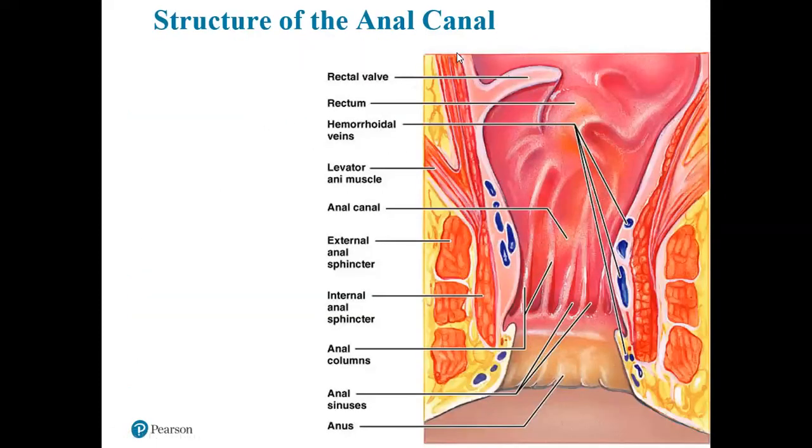Okay, so now we are moving on. We've almost exited the alimentary canal. The rectum has 3 sphincters, and then the anal canal has 2 sphincters. It has an external and an internal.